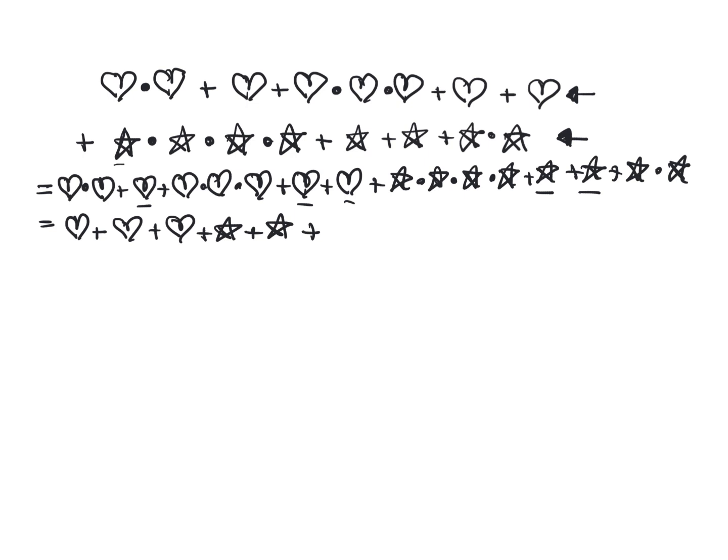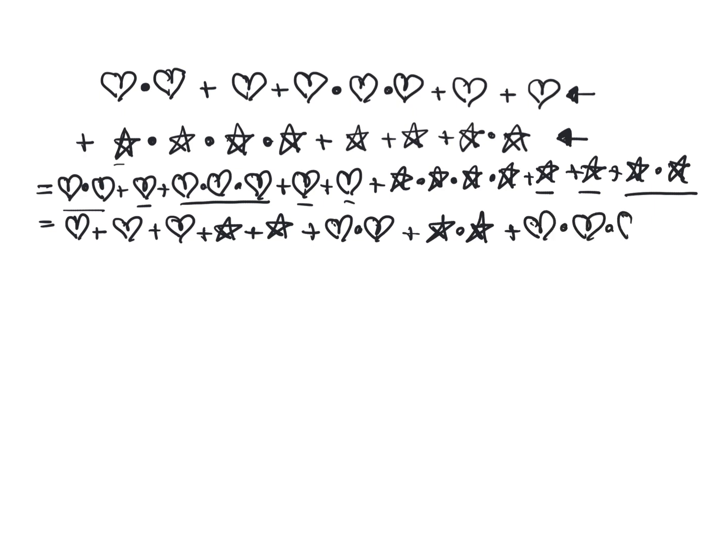And then maybe I'll write all the doubles. So I have a heart times a heart. And then over here I have a star times a star. And then I have 3 hearts multiplied together, so that'll come next. Heart times heart times heart. And then I'll finish up with the last thing that I have. I'll put it on the next line, just nudge it in here. Star times star times star times star.